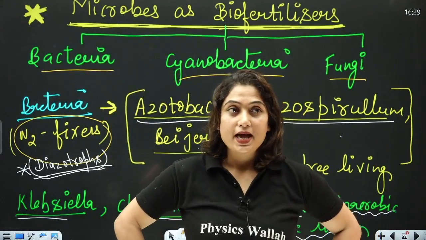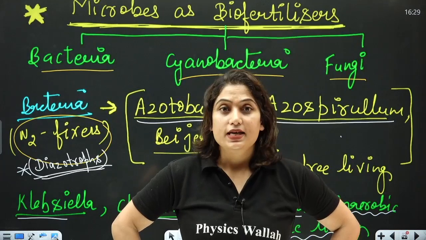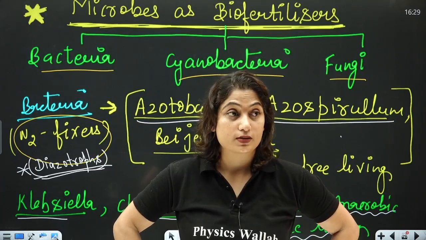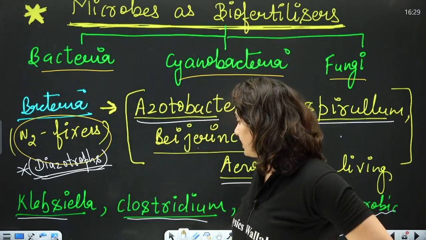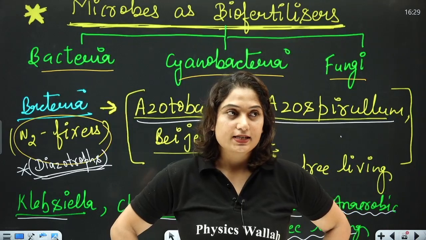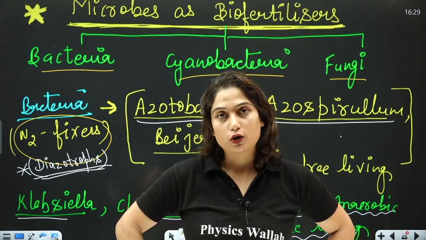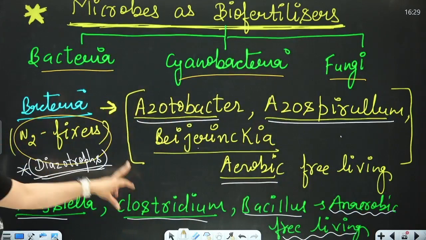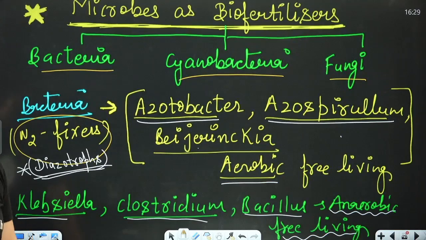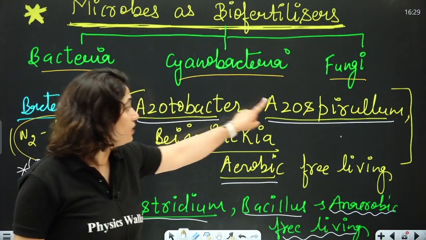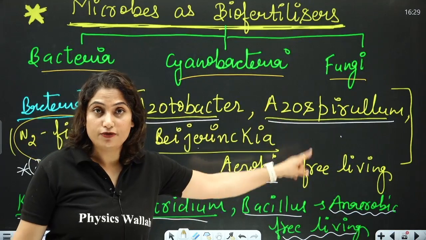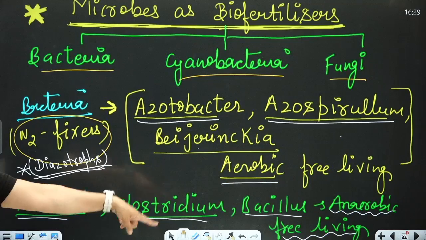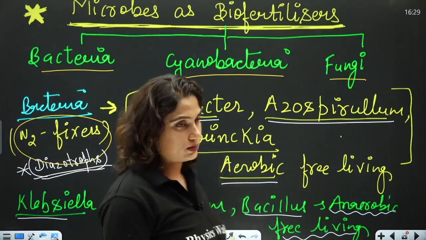The question will say, Azotobacter is an aerobic free living nitrogen fixer. True or false? True. If the question says Clostridium is a free living aerobic nitrogen fixer? False. Clostridium is a free living anaerobic nitrogen fixer, right? So remember, Azotobacter, Azospirillum, Beijerinckia are aerobic free living nitrogen fixers. Klebsiella, Clostridium, Bacillus are anaerobic free living nitrogen fixers.